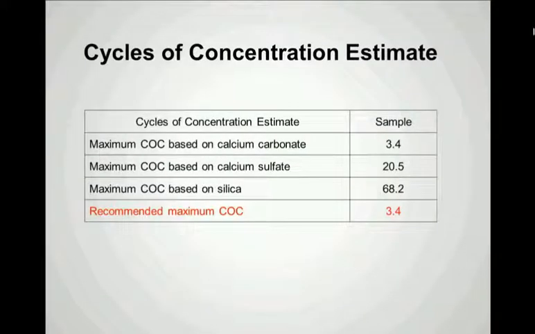So we've done just that. Here's the output of the cycle of concentration estimator tool. We've taken that water data, plugged it into the tool, and we come up with a recommendation of maximum cycles based on calcium carbonate of 3.4, calcium sulfate 20.5, or silica 68.2. So we picked the lowest number, which is the limit on cycles based on that impurity, and in this case it's 3.4. So our maximum recommended cycle is 3.4 based on that water quality. That is for a traditional water treatment program.